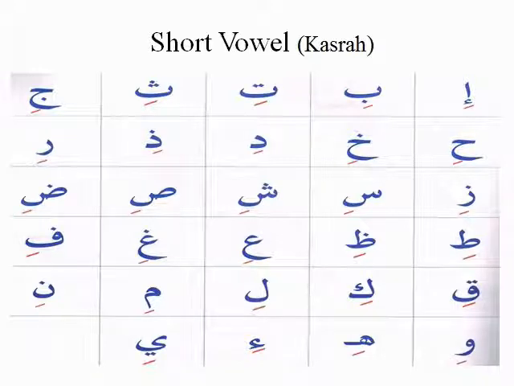I will read an example for you. I. If I say inna, inna. Bi. If I want to say bihi, bihi, and so on. So this genitive move, this kasra move, makes the sound of I in English.